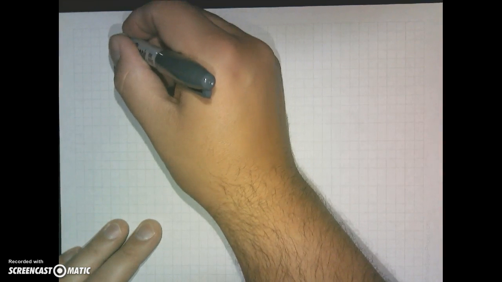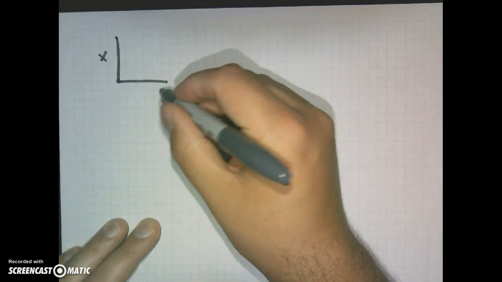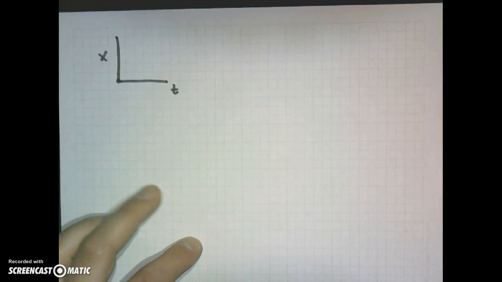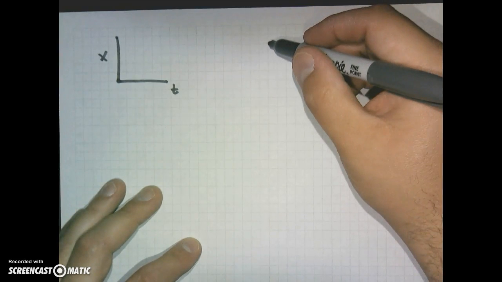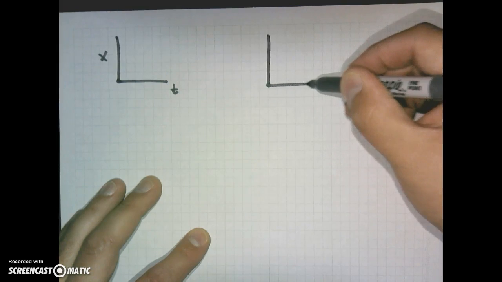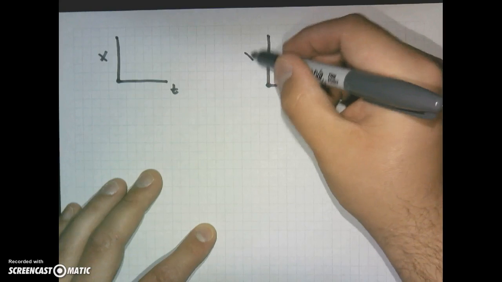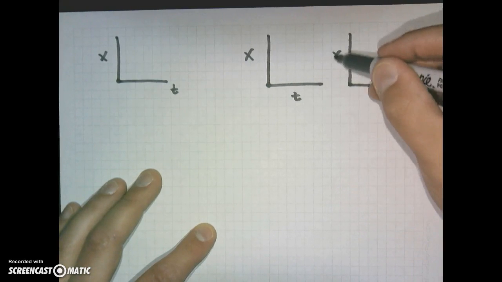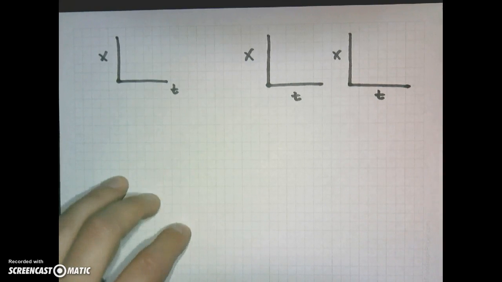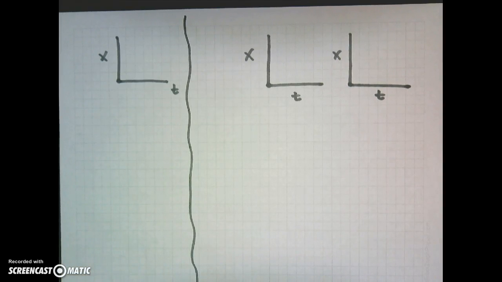All right, so graphing. Let's start with position time graphs. Position versus time. And we'll do two different options. Actually, we're going to do three different options. And we'll separate this out. Okay, so let's start with this.